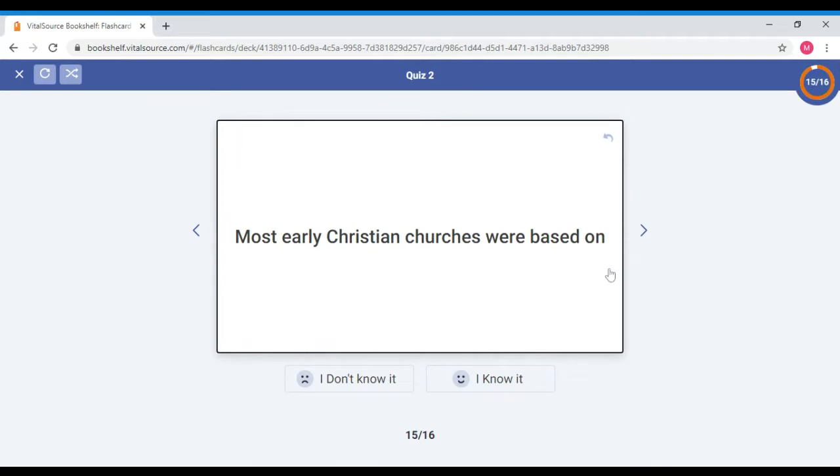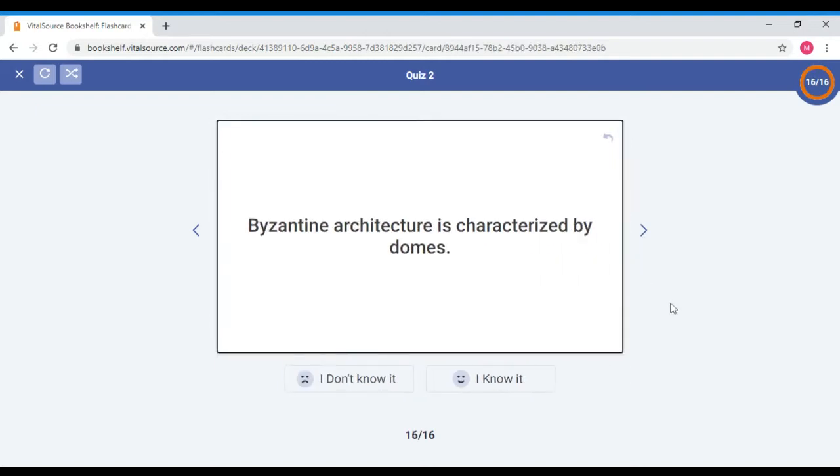Most early Christian churches were based on what? I do give you the answer to that. Most early Christian churches evolved from the basilica, hence the name. Byzantine architecture is characterized by domes. True or false? True. So that's a very clear, easy way to know.